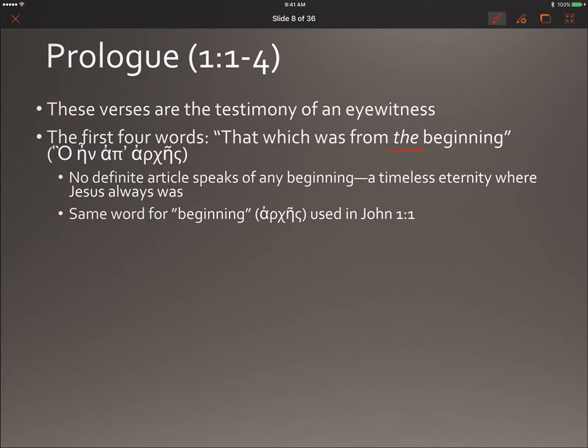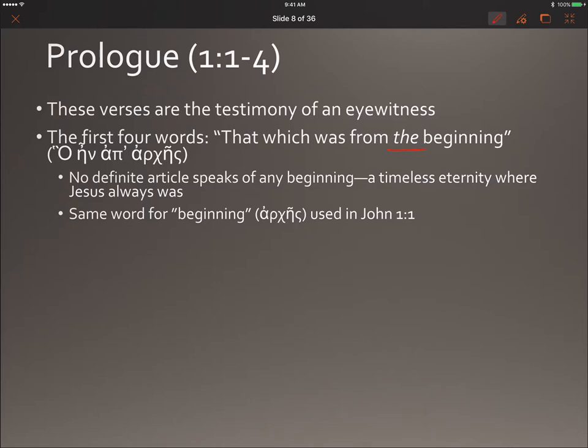He says later on, and the Word became flesh. Later on in that chapter, I think verse 14, and the Word became flesh and dwelt among us, and we beheld his glory, the glory as of the only begotten of the Father, full of grace and truth. So clearly he is talking about Jesus Christ, and he's referring to the eternality of Christ.